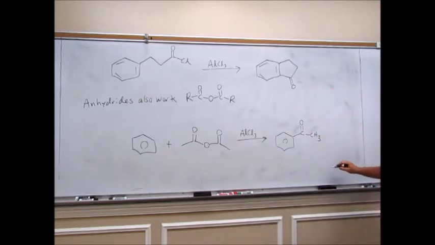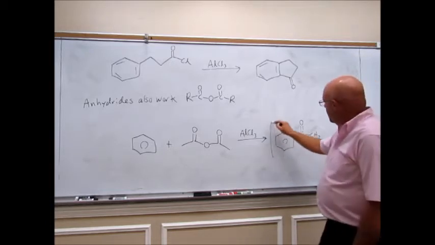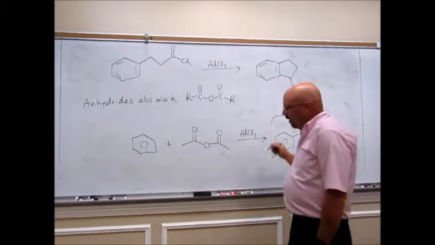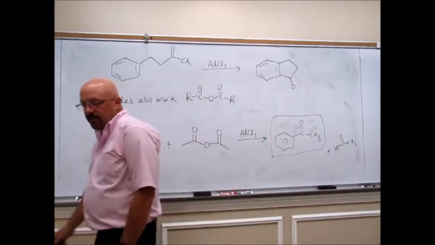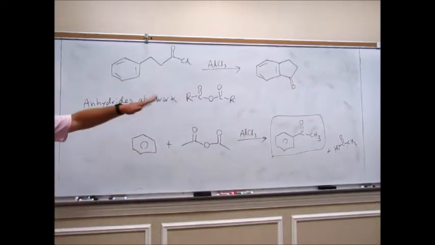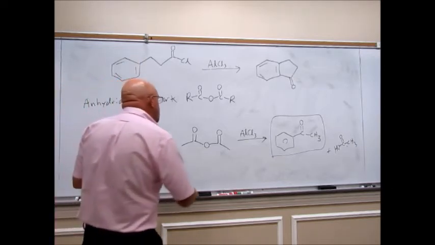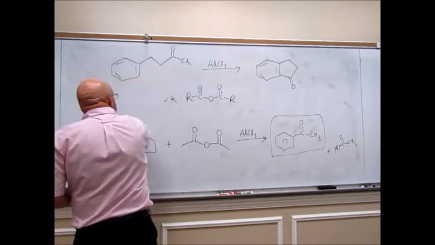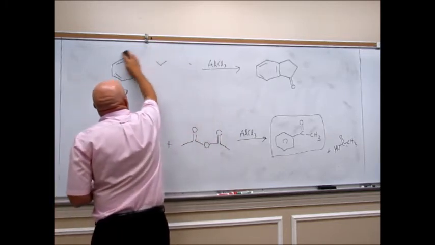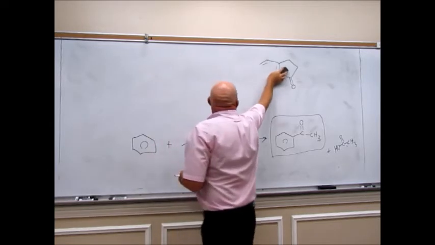Now with this one, as a byproduct, we get a carboxylic acid. But we care about that aromatic product. That's what we're trying to make. The carboxylic acid byproduct, we can wash that away with some base. Go in and do a base wash and get rid of that. Let's look at the mechanism here for the anhydride.